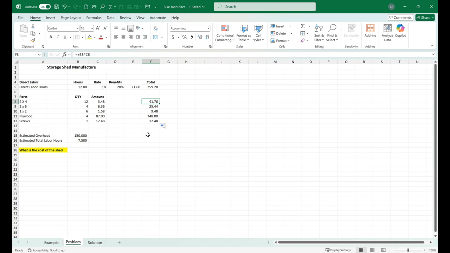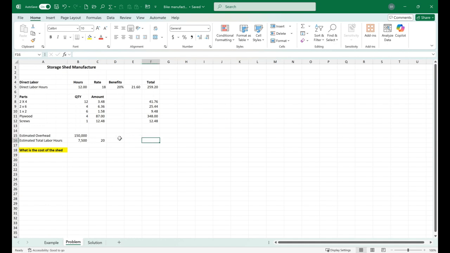Now I need to apply overhead. The estimated overhead is $150,000. The activity we're using is estimated total labor hours, 7,500. So the first thing I need to know is what is the overhead rate? It's simply $150,000 divided by 7,500 hours, which is $20.